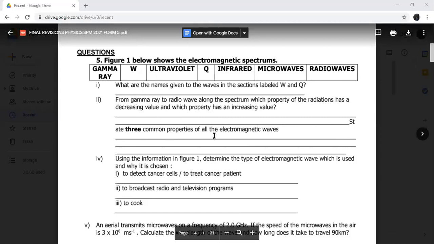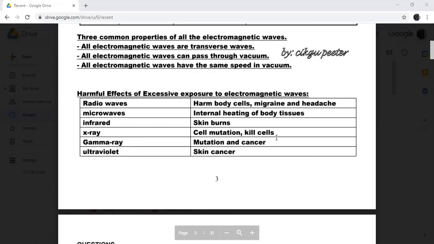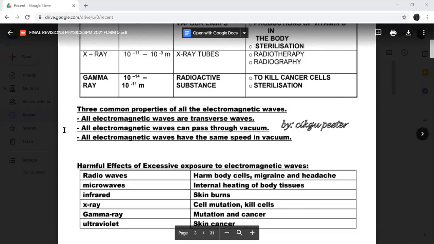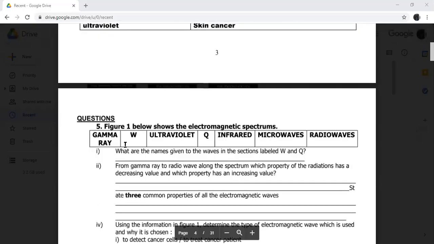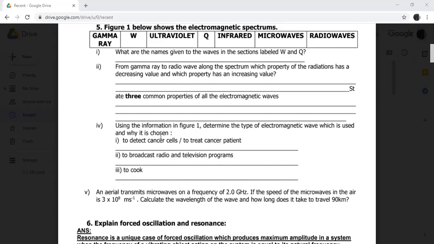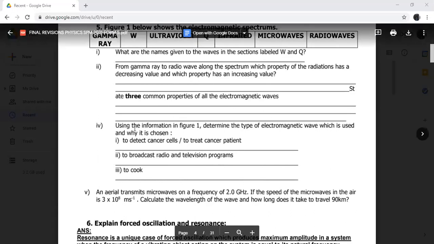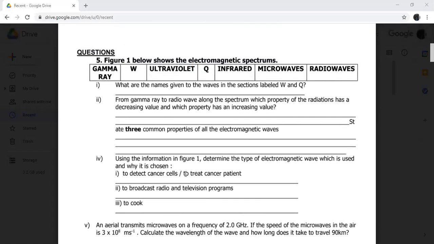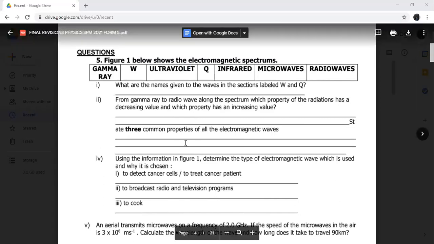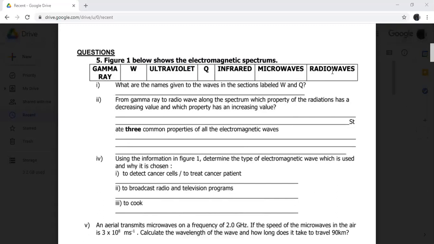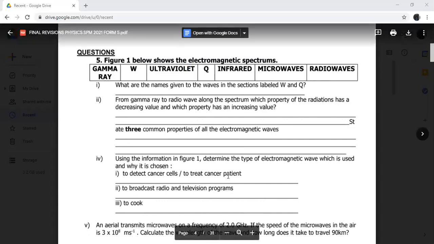State three common properties of all the electromagnetic waves. The answer is here: transverse, can move through vacuum, and have the same speed in vacuum. Next, using the information in figure 1, determine the type of electromagnetic wave which is used and why it is chosen. To detect cancer and to treat cancer patients, gamma ray, higher penetrating power. To broadcast radio and television programs, radio wave, longer wavelength, better diffraction. To cook, microwave, higher heat produced.